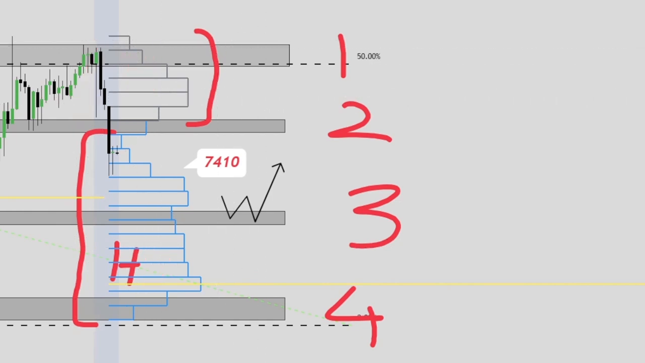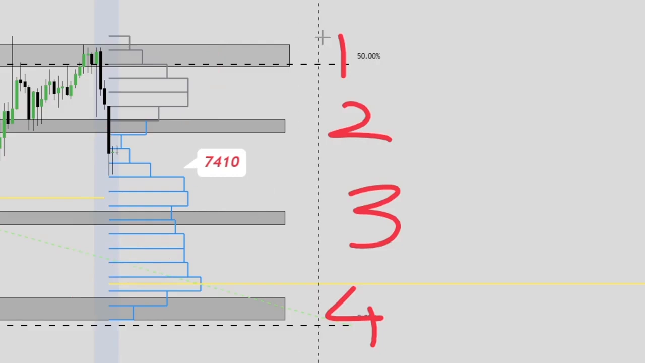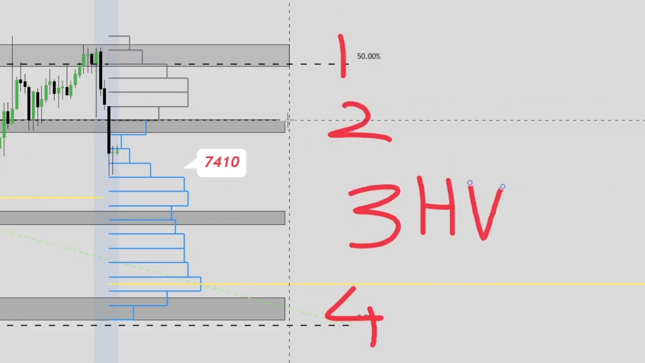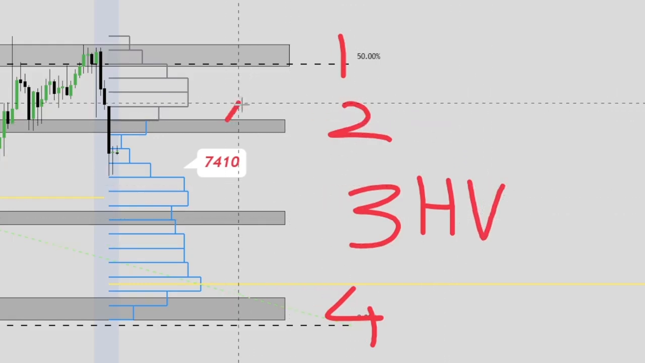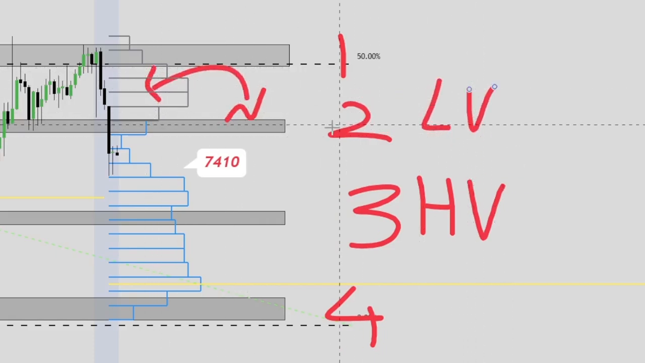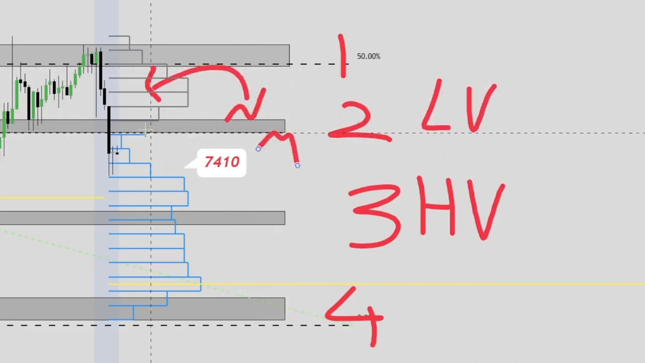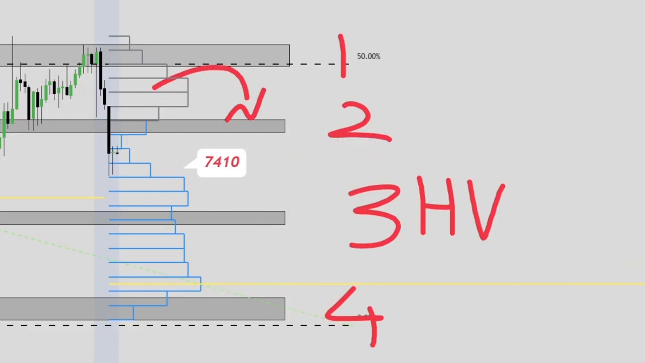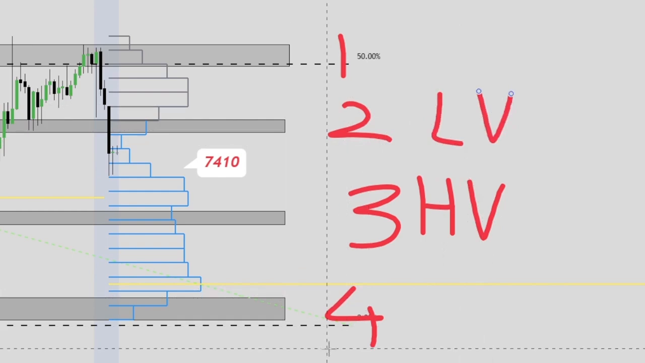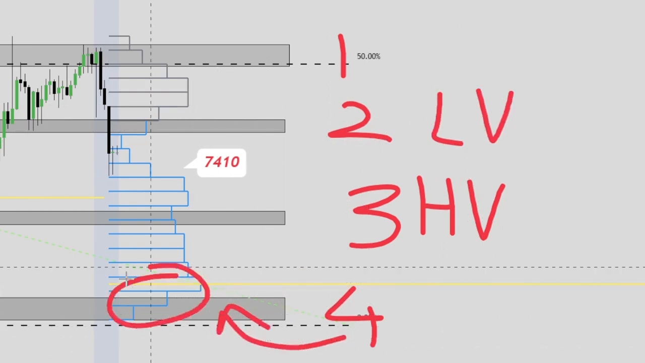If we take a careful look at key levels 2 and 3, what you want to define is that key level 3 is high volume. This is a high volume zone. Now with key level 2, if we were taking a breakout to the upside, this is actually in low volume. If we were taking a breakout to the downside, it would be classed as high volume. But just to be safe, I would consider key level 2 to be in low volume. Key level 4, if we ever get there, is also in high volume.